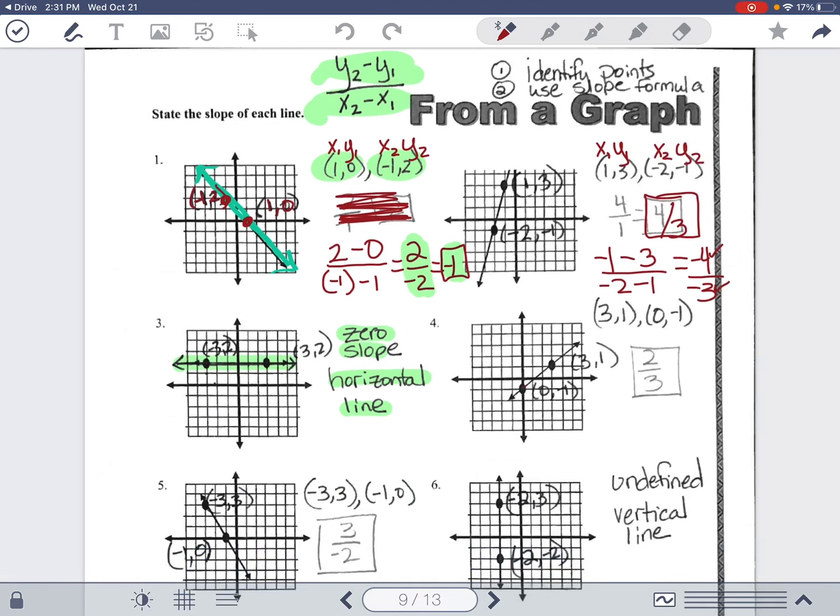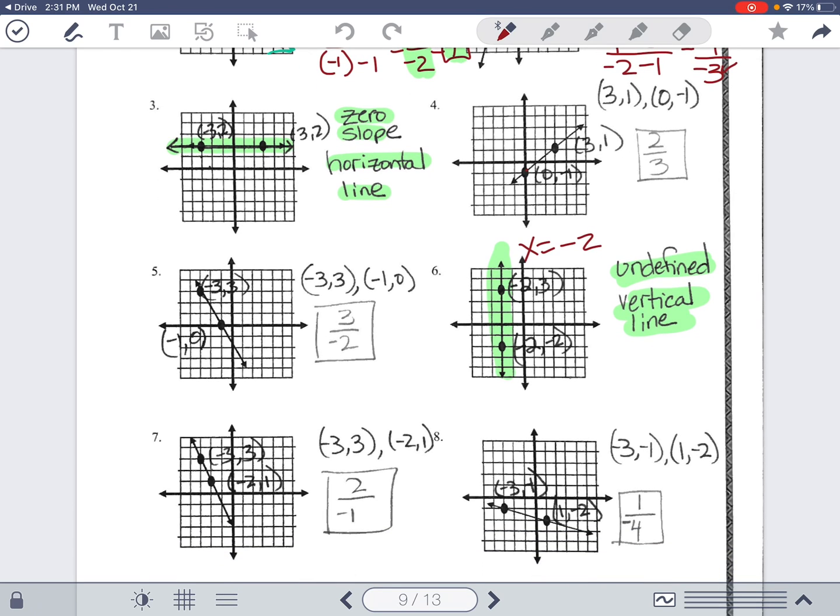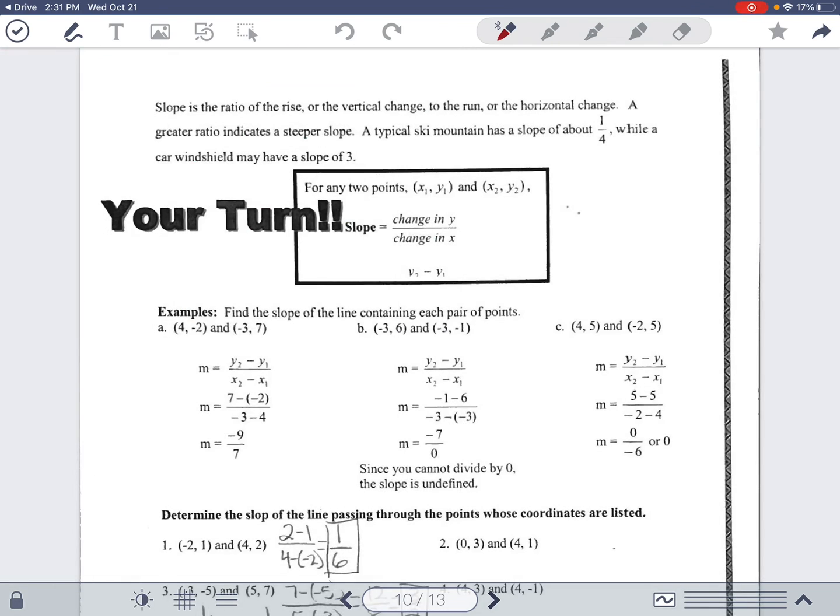Okay. So moving right along. Let me see if there's any vertical lines. Here's one. A vertical line is undefined, straight up and down. The equation for that one would be x equals -2. All right, so I'll leave these up, and I also have this printed or attached. All right, your turn, more practice.